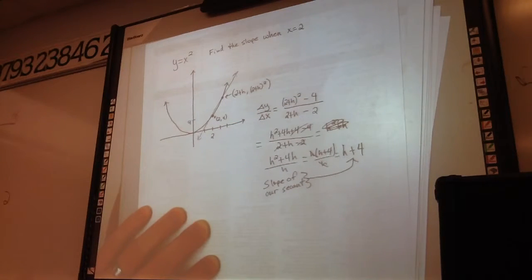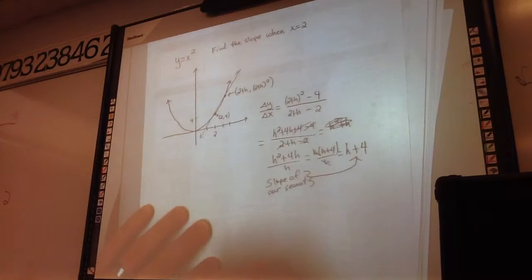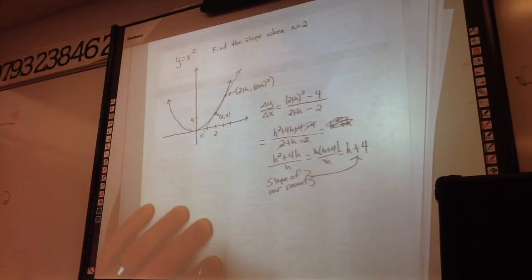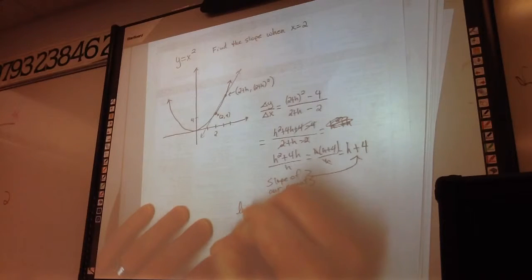Like 2.0001, 0.0000000 and so on. So, using the language we've learned in this class, how would you say I want to make h get as small as possible? The limit as h approaches 0.